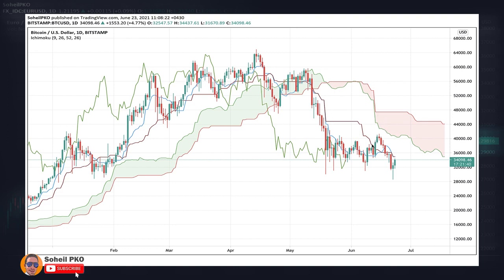As I explained, leading span A and leading span B are shifted forward and they are plotted 26 periods in the future.